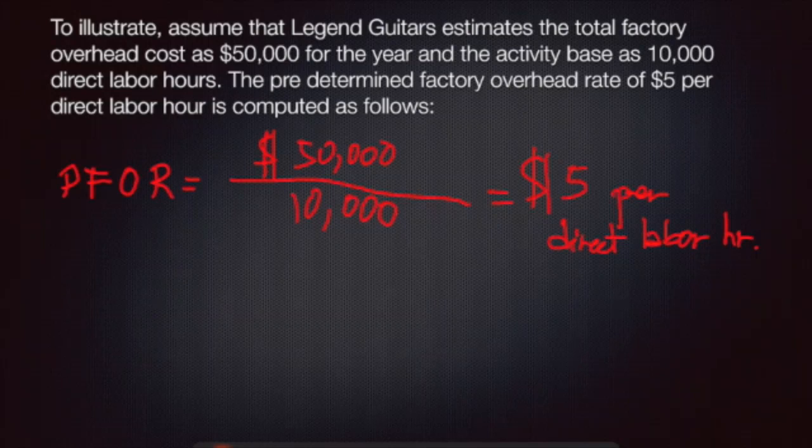So as illustrated, the predetermined overhead rate is computed using estimated amounts at the beginning of the period. This is because managers need timely information on the product cost of each job. If a company waited until all overhead costs were known at the end of the period, the allocated factory overhead would be accurate but not timely. Only through timely reporting can managers adjust manufacturing methods or product pricing.